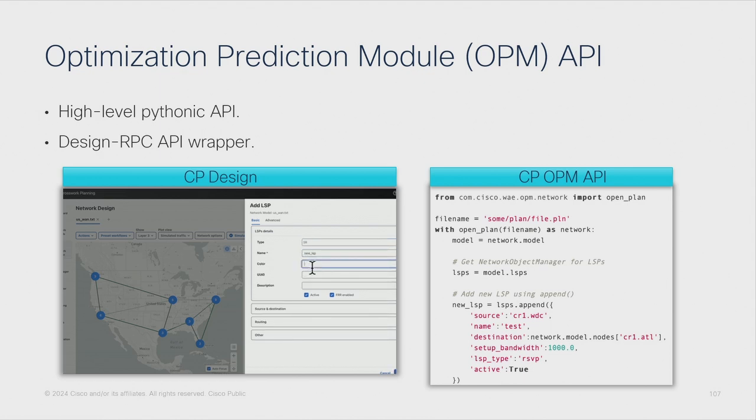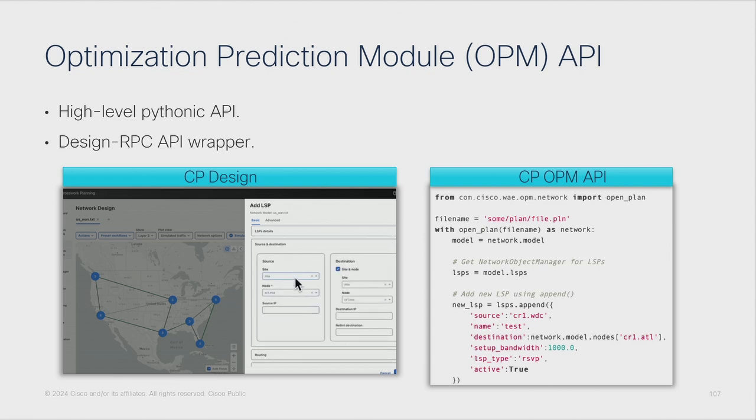And so another characteristic of this OPM API is that it is a Design RPC API wrapper. And I will explain what this means in the next slide.